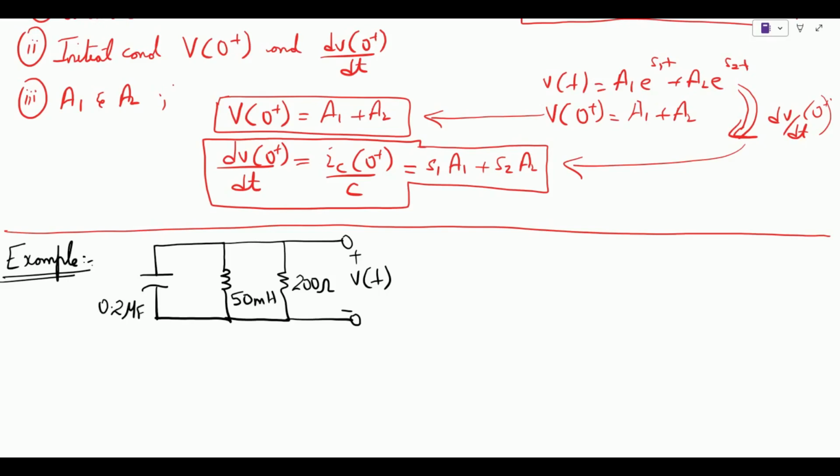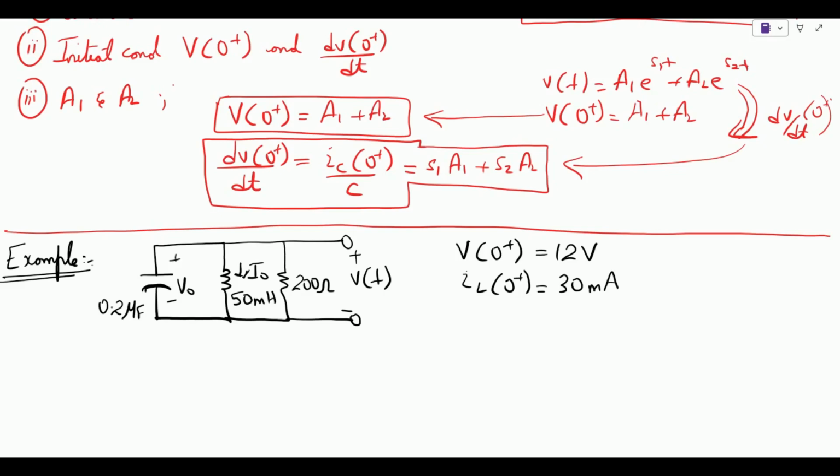Since this is a natural response configuration, how do we know this? We know this because there is no applied source to the system. So the initial voltage V0 will appear across the capacitor, and initial current I0 will appear across the inductor. What we have been given is that for this circuit, the initial voltage V0(+) is 12 volts. This is the voltage appearing across the capacitor, and the initial inductor current IL(0+) is 30 milliamps, which is flowing through this inductor of 50 millihenry.